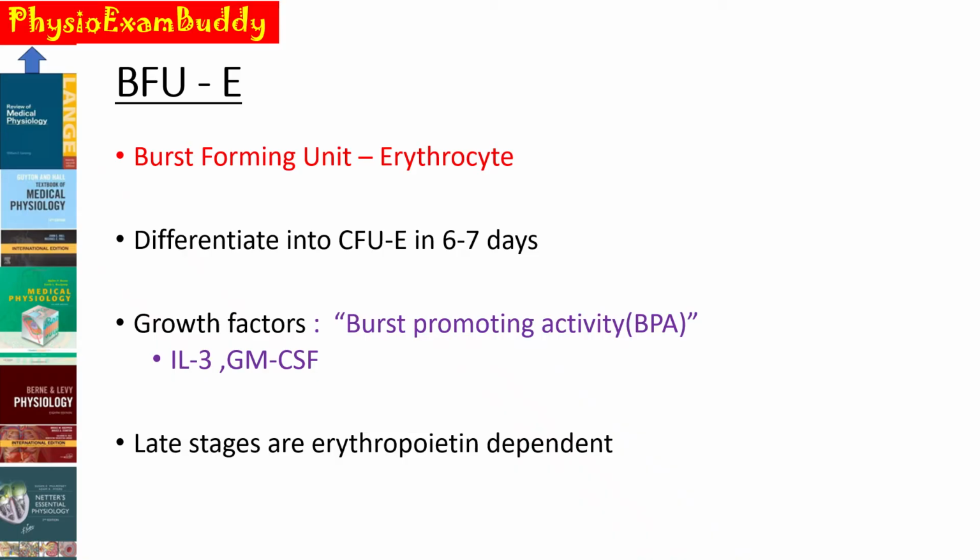The progenitor cells, that is the committed stem cell myeloid series, give rise to the burst forming unit erythrocyte, which will differentiate into the colony forming unit erythrocyte in around 6 to 7 days. The conversion of BFUE to CFUE requires certain growth factors like interleukin 3 and granulocyte monocyte colony stimulating factor. The late stages in the conversion of BFUE to CFUE are dependent on the hormone erythropoietin.